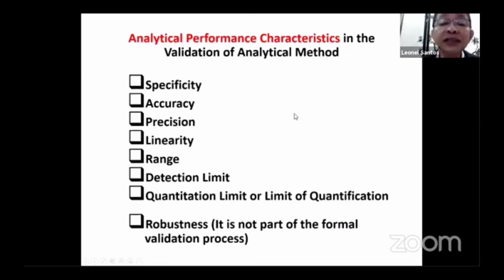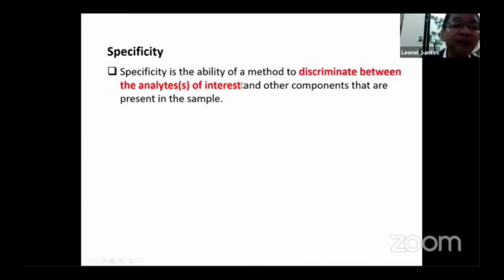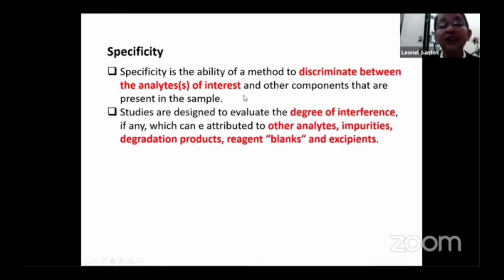Now, these are the lists of what is termed analytical performance characteristics: specificity, accuracy, precision. Some of you are familiar with these things, but let me just go quickly through it so that we have a common understanding, and we know what we're talking about. Specificity would be discriminating between the analytes of interest and the other components. What other components?